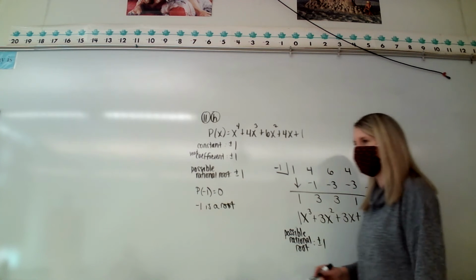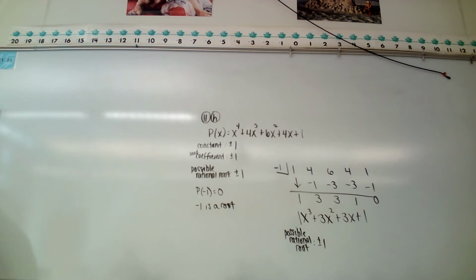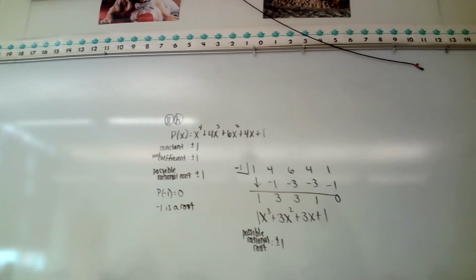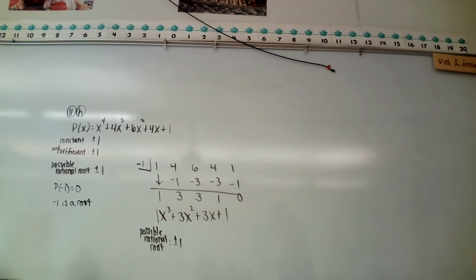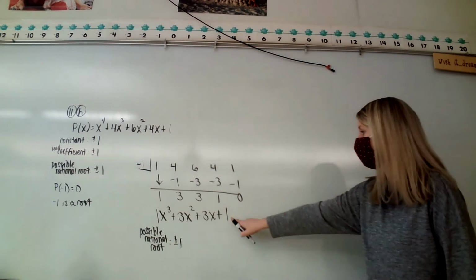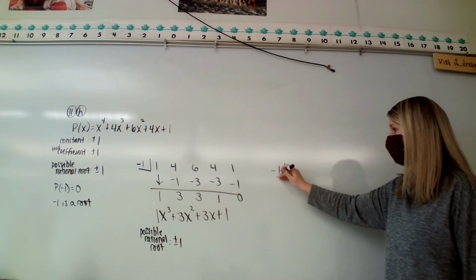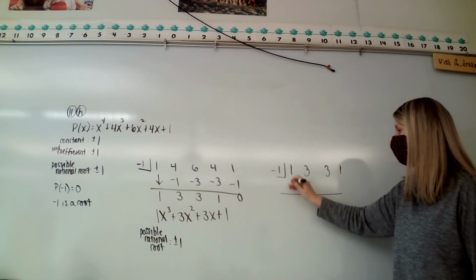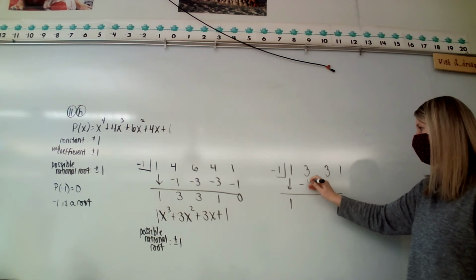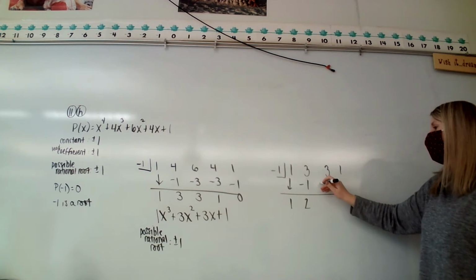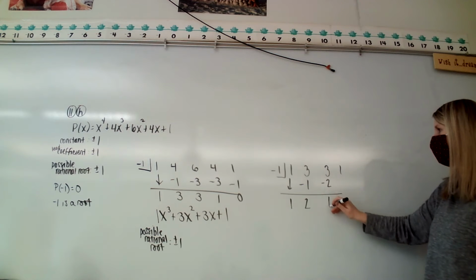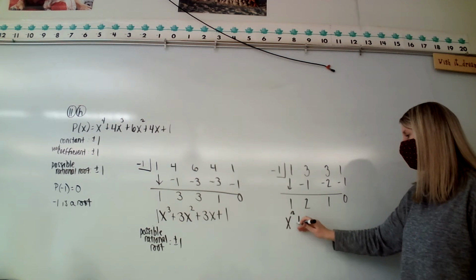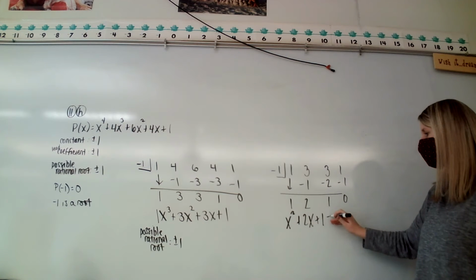So I'm just seeing how much room I have over here. Not a lot, so let me move you guys over. Let's come for a little ride. There we go. So I'm going to take this and divide by negative 1. 1, negative 1, 2, negative 2, 1, negative 1, 0. So I end up with x squared plus 2x plus 1 equals 0.